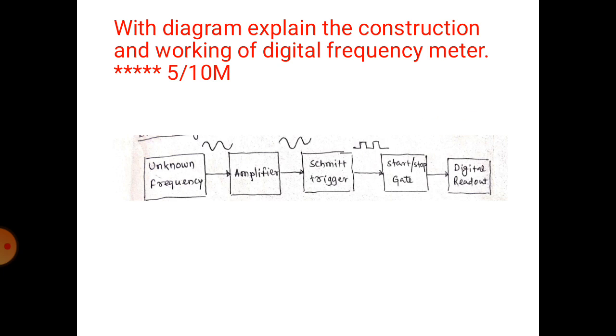So next we will discuss the diagram. With the diagram, explain the construction and working of digital frequency meter. This is a very simple concept and it is asked 5 times in the last 8 exams. It may be asked for 5 or 10 marks and it is very important from the exam point of view. The various blocks of frequency meter are: the unknown frequency, that is the first block, then amplifier, then there is a Schmitt trigger, the fourth one is start stop gate, and the fifth one is digital readout.